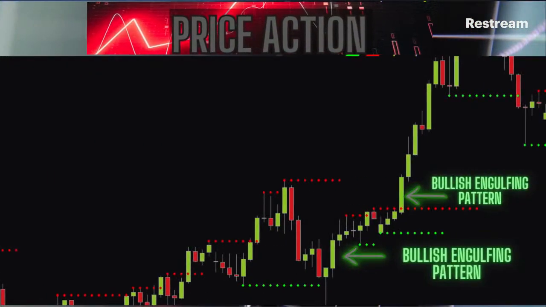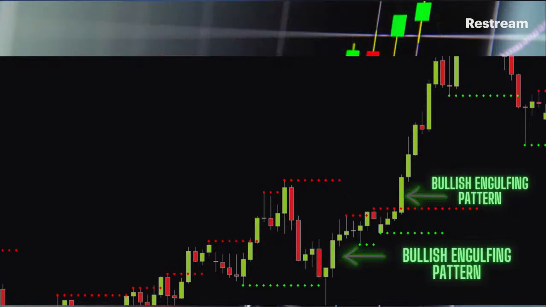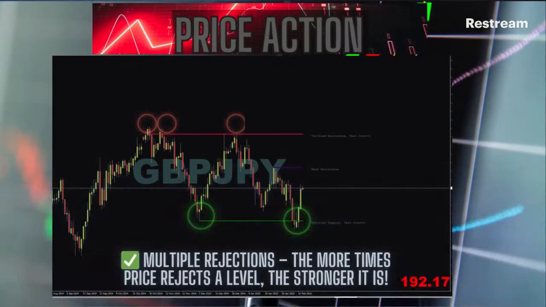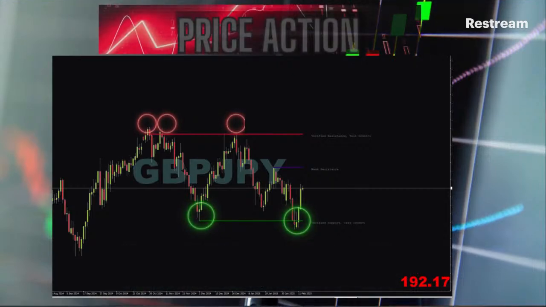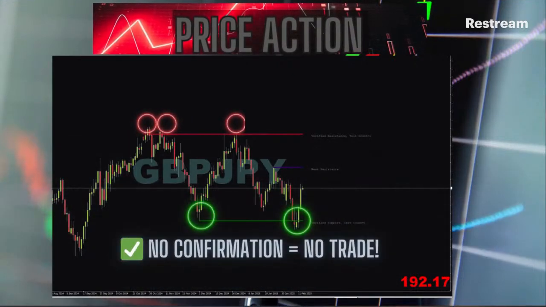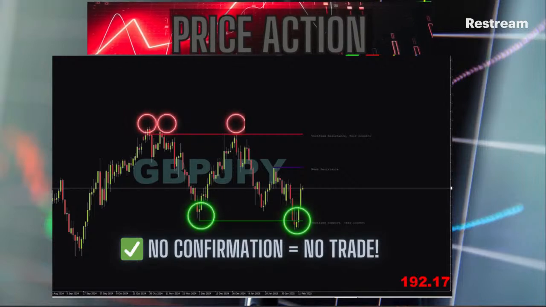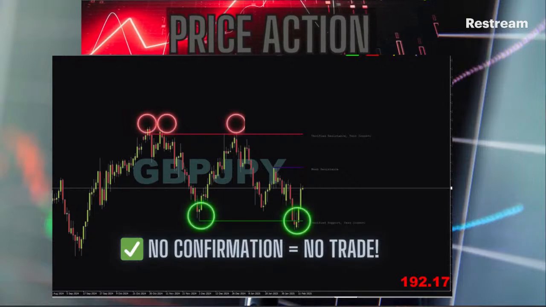Engulfing candles, a strong reversal signal. Multiple rejections. The more times price rejects a level, the stronger it is. No confirmation, no trade. Never blindly buy at support or sell at resistance.